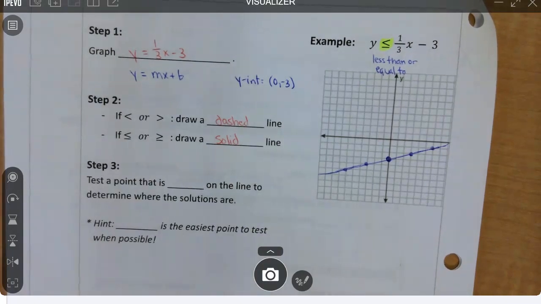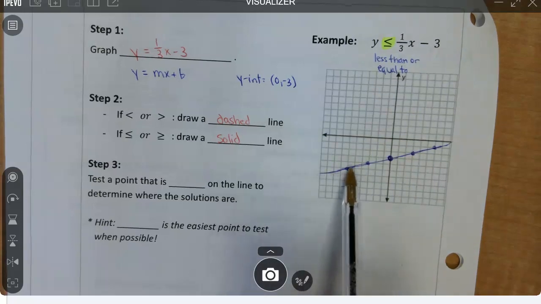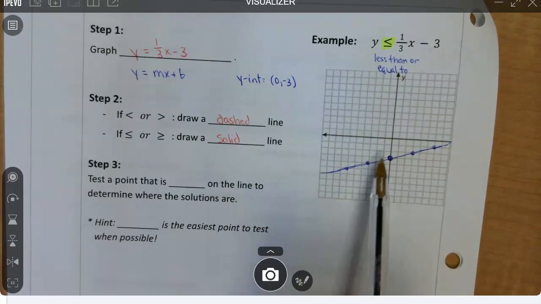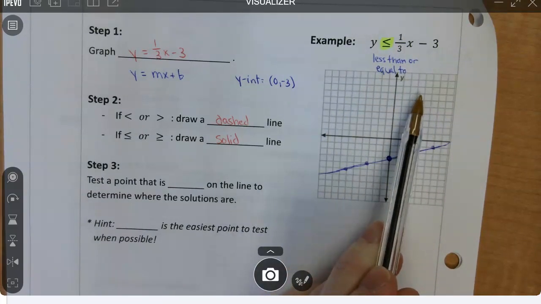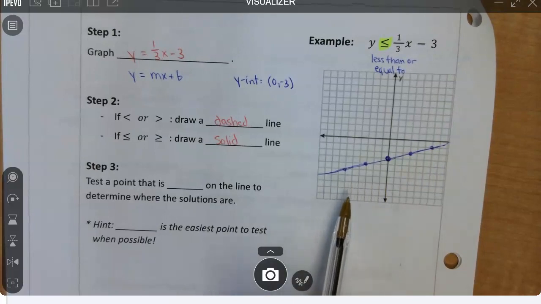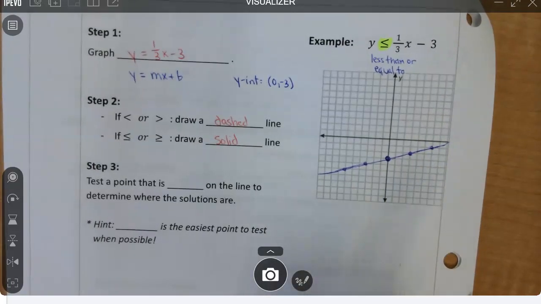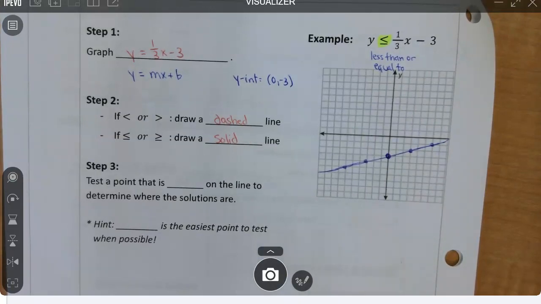So now, we have to determine, well, where are all the numbers that actually make this inequality true? So what I'm determining is, where do I shade the entire graph? And here's what that means. Here you have your inequality, and you have all this region of the graph that's above the line, and then you have all this region of the graph that is below the line. We're going to shade one of them. We're either going to shade everything above the line or everything below the line.